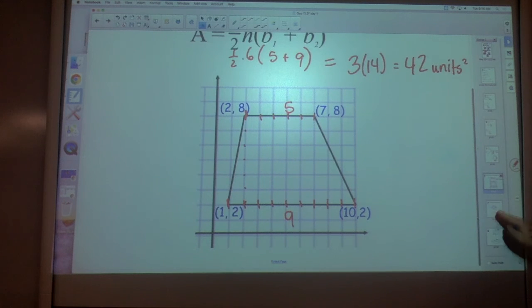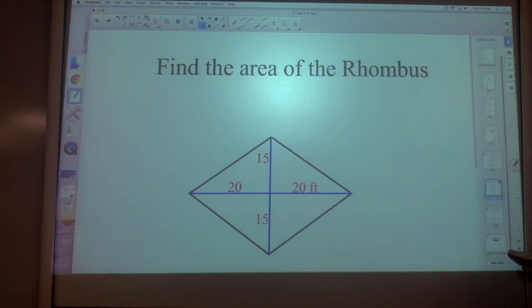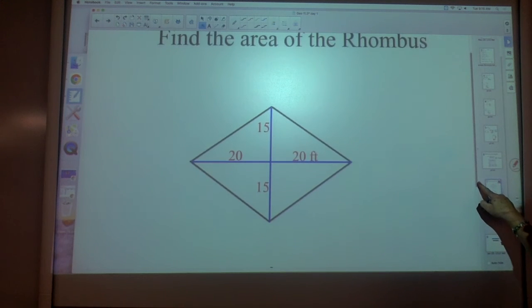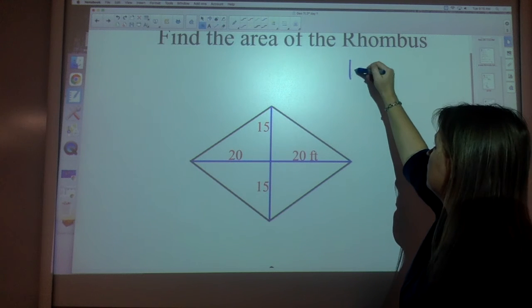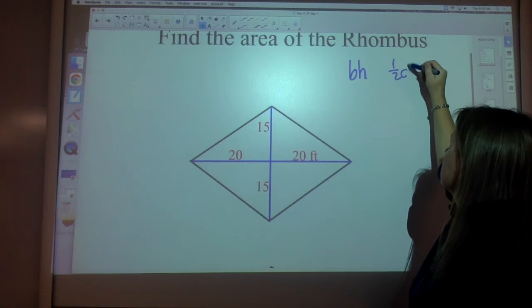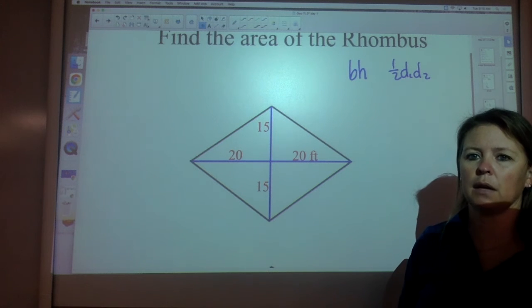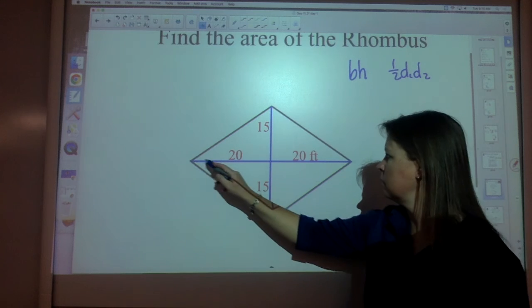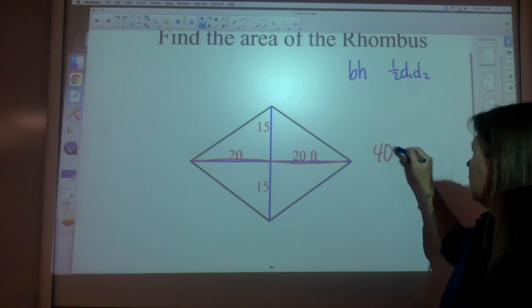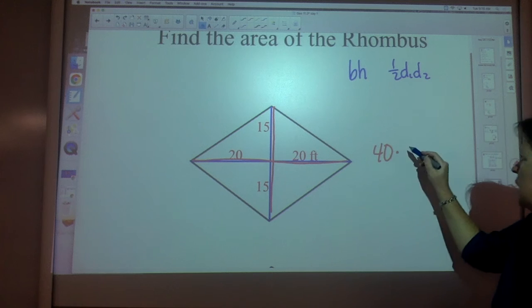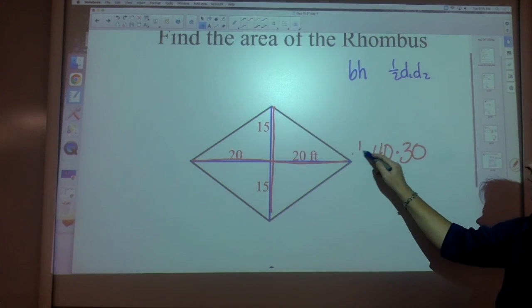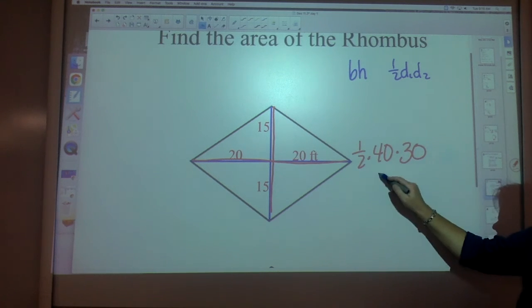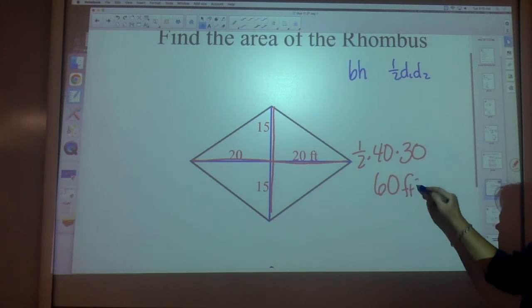Again, going quickly, pause it if you need to. We've got 4 shapes left. Find the area of this rhombus. You've got options for a rhombus. You could do base times height, but it looks like this one's more set up for half diagonal 1 times diagonal 2. Makes way more sense. How big is diagonal 1? 40. How big is diagonal 2? 30. Or you could have done 30 times 40, doesn't matter. Take half of that, you get 60 square feet.